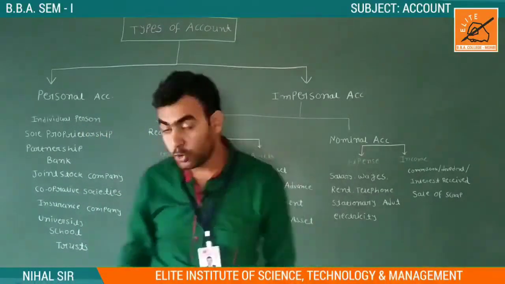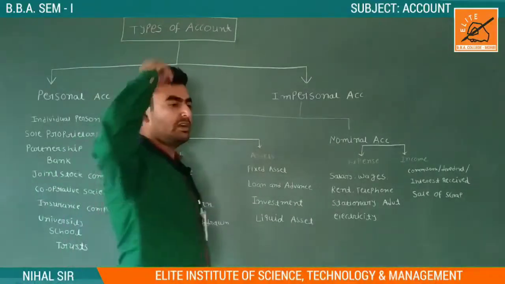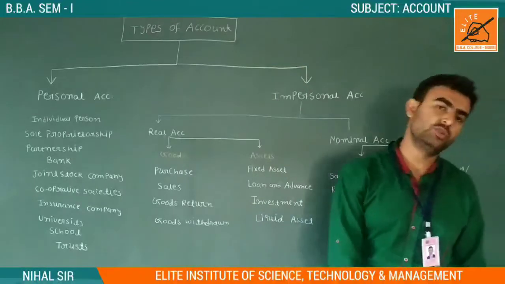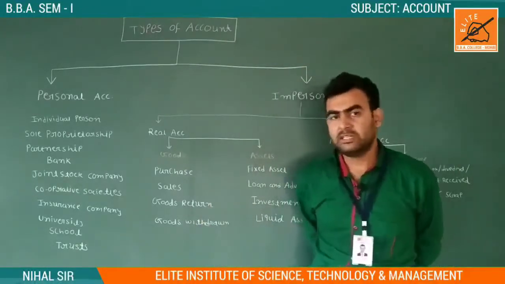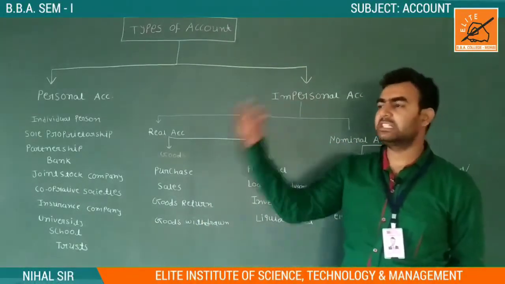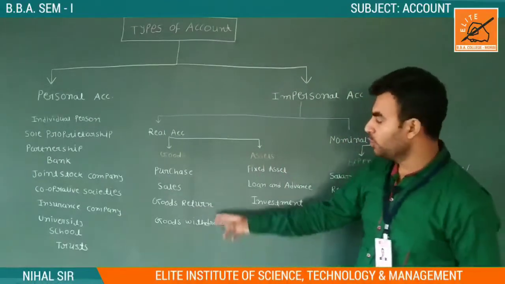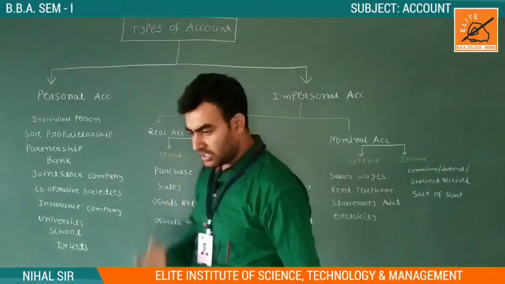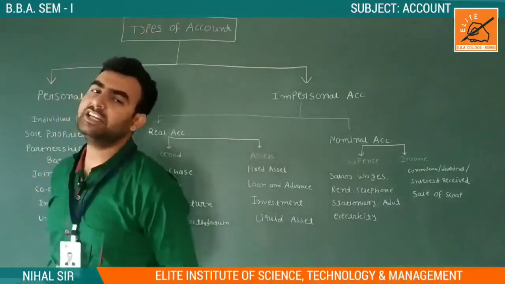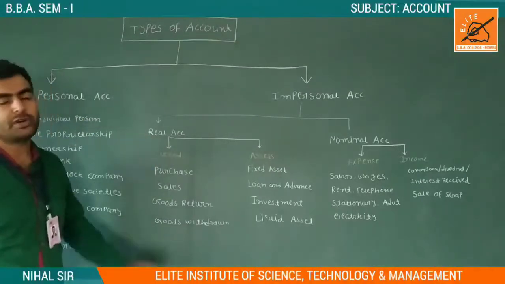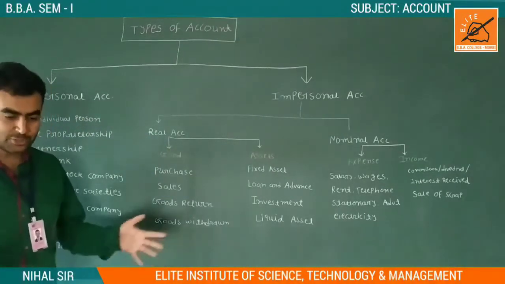The second one is goods return. If we have a transaction, we purchase some goods or we sell goods, and some problem is created and they are returned to us, it comes into goods return. In goods return we have two points, purchase return or sales return. It also comes into a goods account, and the goods account comes into a real account because it is also related to goods.